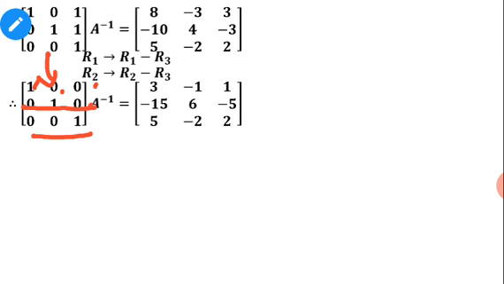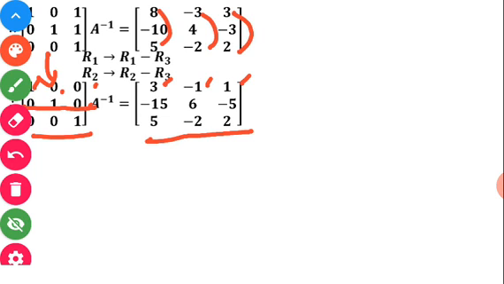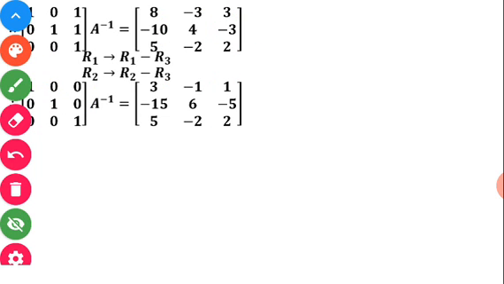And the same operation we are now doing on the right hand side. So see, R1 minus R3 means 8 minus 5, 8 minus 5 will give 3, then minus 3 minus of minus 2 will give minus 1, and 3 minus 2 will give 1. R3 is as it is, there is no change in R3, only R1 changes. R2 minus R3: minus 10 minus 5 is minus 15, 4 minus of minus 2, plus 6, minus 3 minus of minus 2, that is minus 5. So this way it is completed.